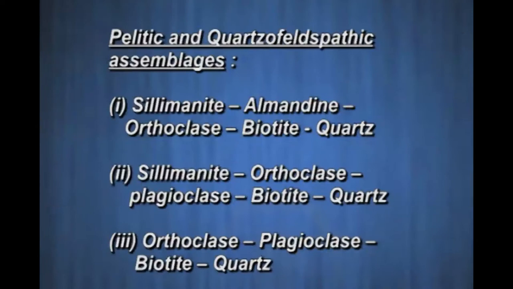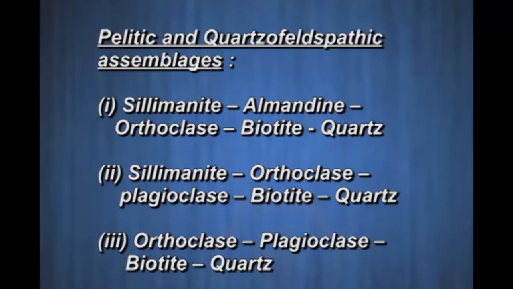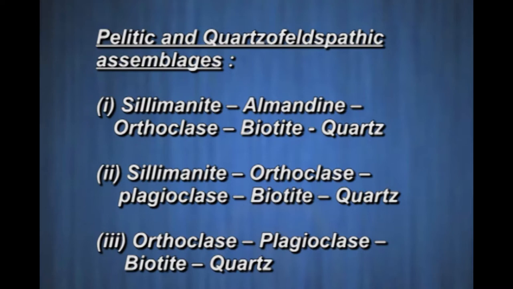Some typical pelitic and quartzofeldspathic assemblages. First is your sillimanite, almandine, orthoclase, biotite, quartz. Second important assemblage is your sillimanite, orthoclase, plagioclase, biotite, quartz. And third important is your orthoclase, plagioclase, biotite, quartz.